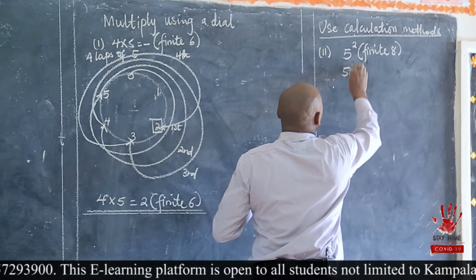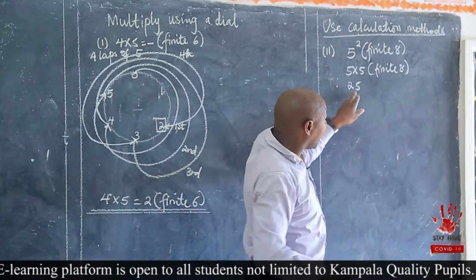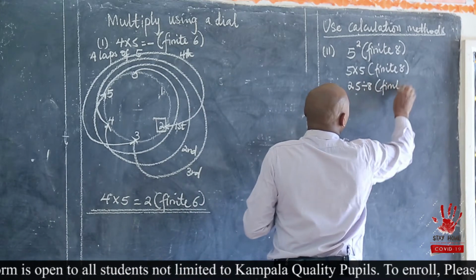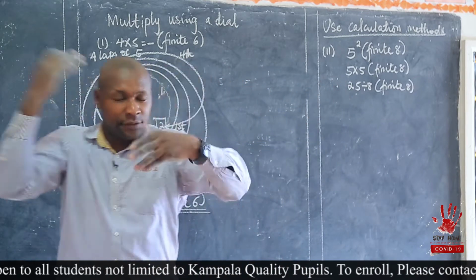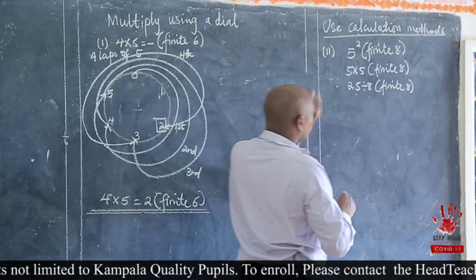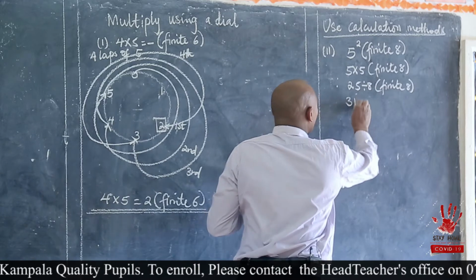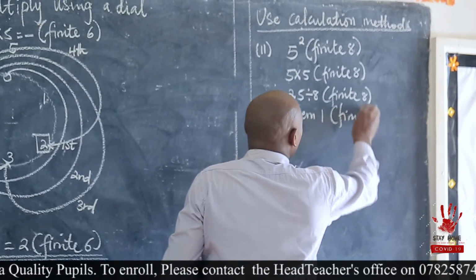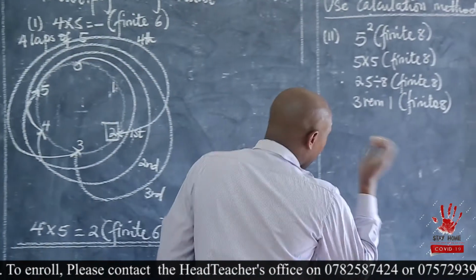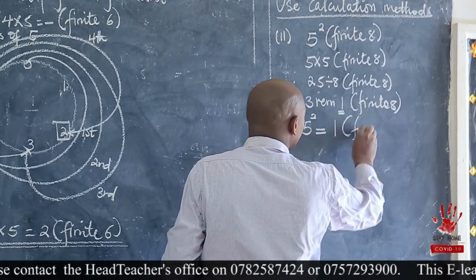5 squared means 5 times 5, okay? Finite 8. What is 5 times 5? Somebody's giving me 25, but we cannot have 25 in finite 8. What do we do? We divide by 8. Divide very fast, use the head. Somebody's saying 8 goes in 25, 4 times. Is it 4? No. Somebody's saying 3, because 8 times 3 gives 24. So it goes 3 times, but 3 times 8 gives 24. So what is our remainder? Our remainder is 1, finite 8. Our interest is the remainder here. So we can come back and say 5 squared is equal to 1, and this is finite 8.